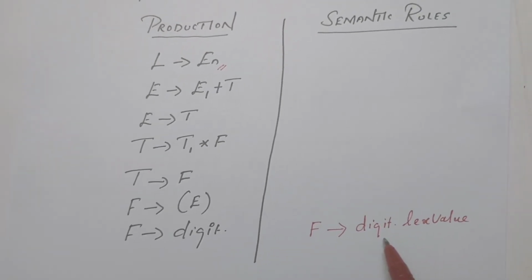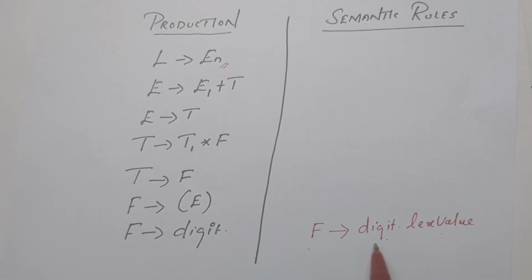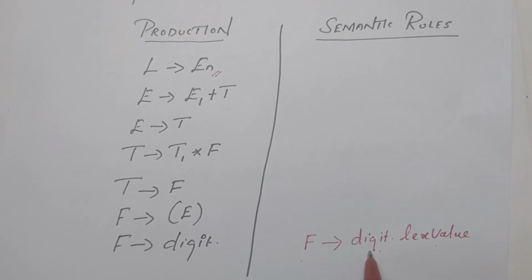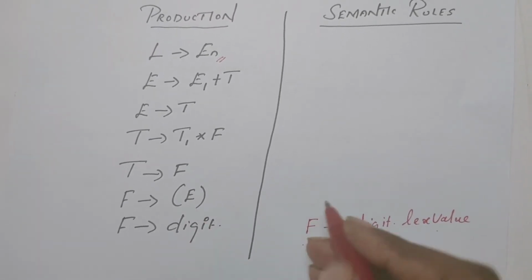That is why here I am mentioning that digit is nothing but a lexval. So F takes the value of digit and this digit value is supplied by the lexer. What does the next rule say?